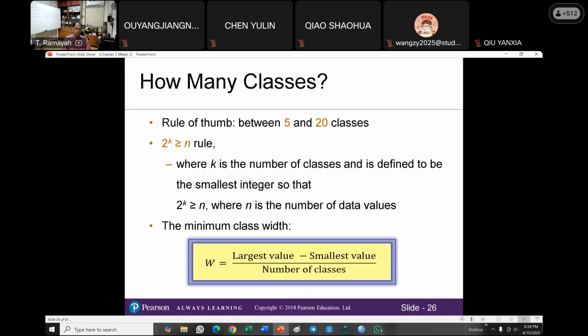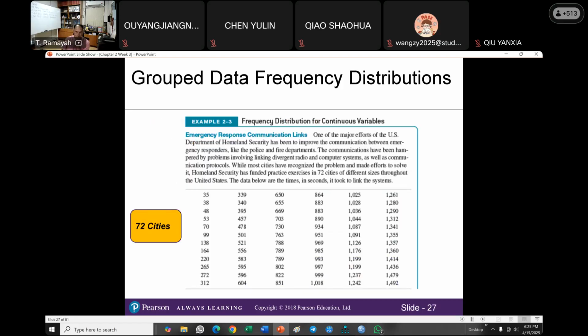The minimum class width will be the largest value minus the smallest value, divided by the number of classes. Let's say you have 5 classes. You divide by 5. That is how we determine this. Okay, let's say we have this data from 72 cities. These are the data that are already given to you.